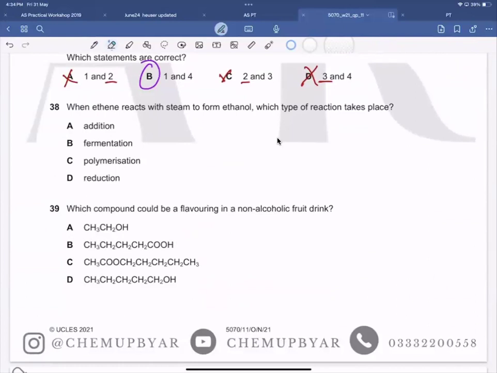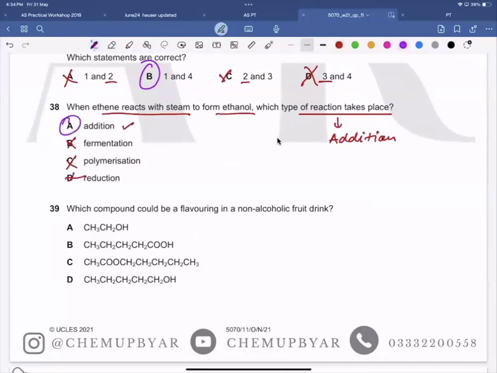Now, question number 38. When ethene reacts with the steam to form ethanol, which type of reaction takes place? So see, two reactants are reacting together to form one product. So that kind of reaction is called an addition reaction. So A is the correct answer. B, C, and D go wrong. And A is our correct answer. Yes, very good, Zainab. Now, question number 39.